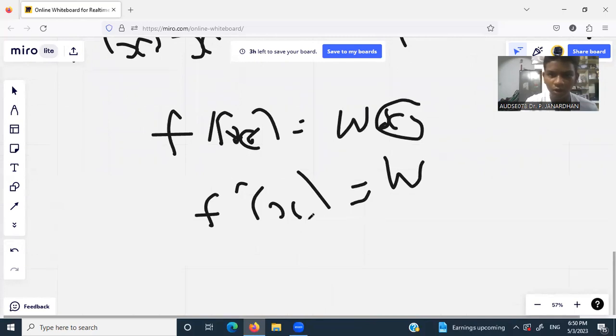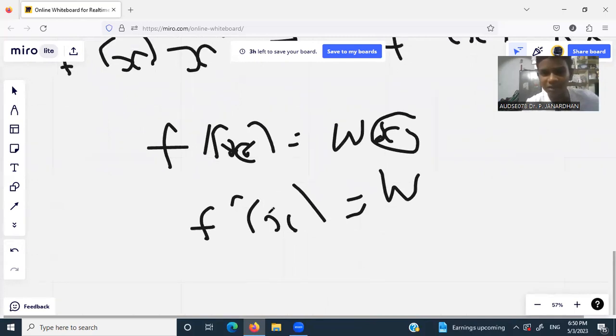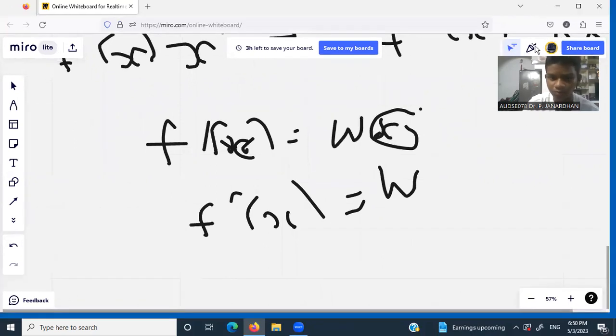This is the basic thing of how you can calculate derivatives. These are the basic concepts inside this field, so this is how you can actually calculate derivatives.